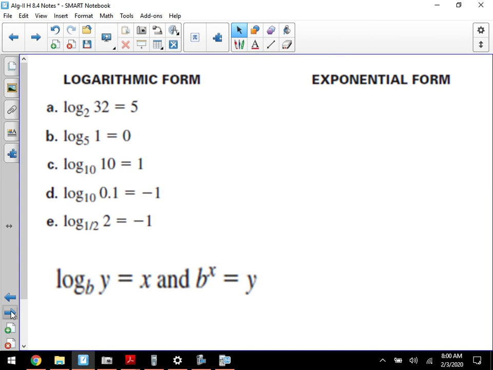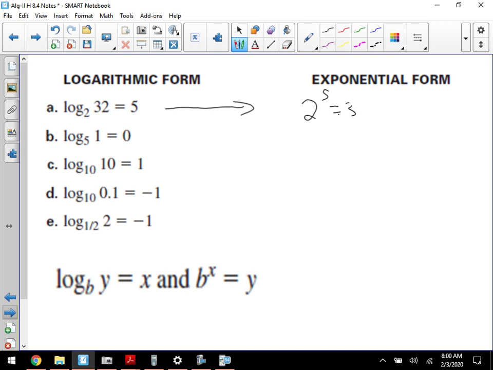So as we rewrite this into exponential form, we get 2 to the 5th is 32. Eventually, you're not going to know this, so you'll have to understand what it's asking. It's asking 2 to what power is 32. And when we do these equivalencies, those numbers have to be clean. Otherwise, it's just not going to work.